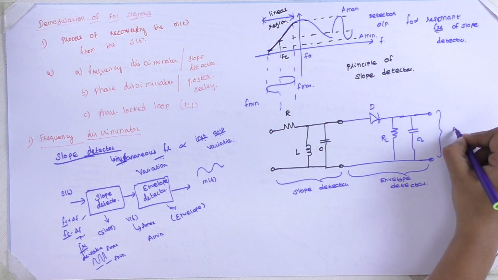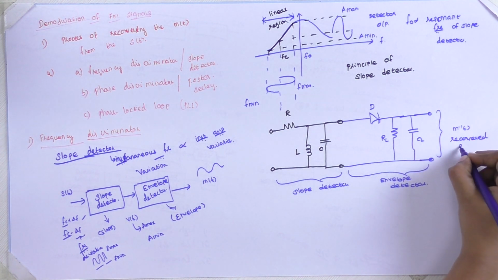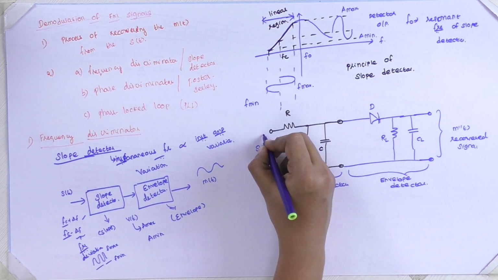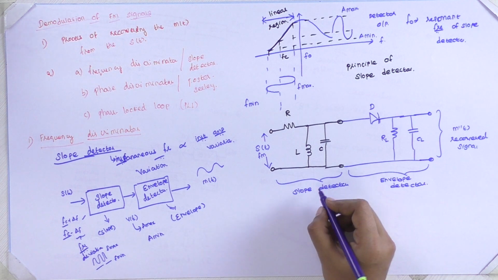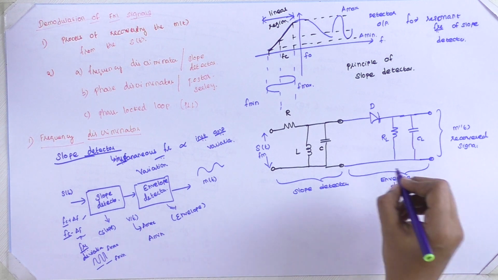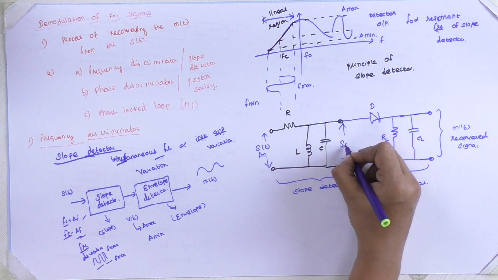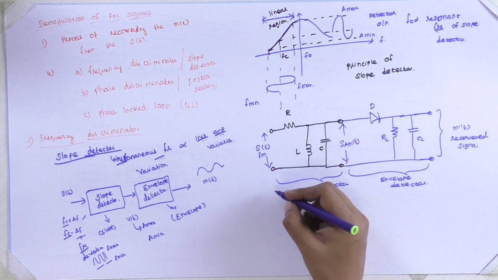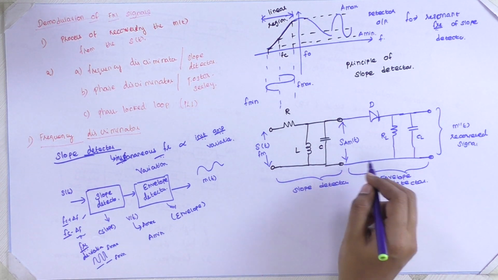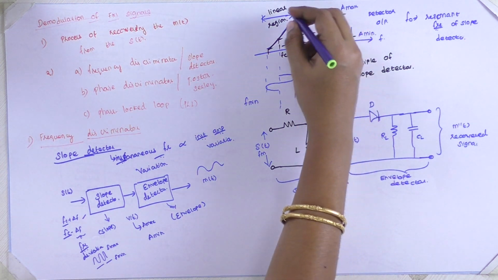Our final output is M dash of T, the recovered signal. Our input is S of T, as FM of T. So this is our tuned circuit or slope detector, and here this is our amplitude or envelope detector. The output here is an amplitude modulated wave, therefore SAM of T. Since the instantaneous frequencies are converted into amplitude variation, we refer to it as an instantaneous amplitude modulated wave. So what are the characteristics of this particular slope detector?